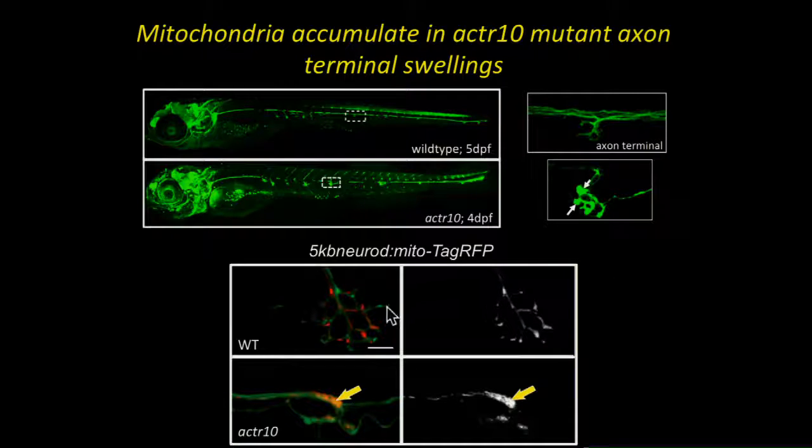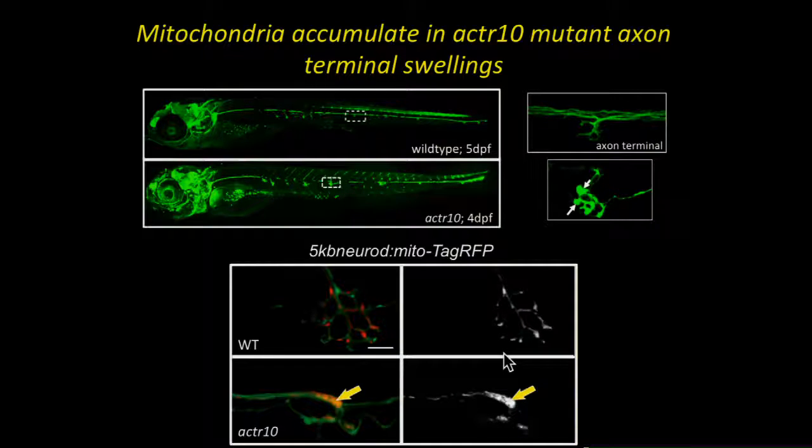So what I'm showing you here are wild type on the top and ACTR10 mutant on the bottom, axon terminals. Again, the axons are in green. And on the left, the mitochondria are labeled with tag RFP, and this is just shown in white on the right. And we did this through a mosaic label using a mitochondrial targeting sequence tagged with tag RFP. So you can see that in the wild type, you have a nice array of mitochondria in these axon terminals. In the ACTR10 mutants, you have this very large focal accumulation of mitochondria in the swollen axon terminals.